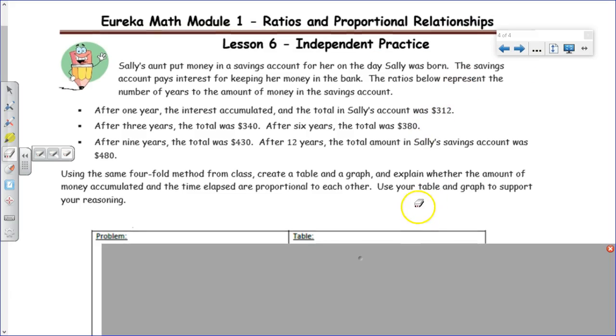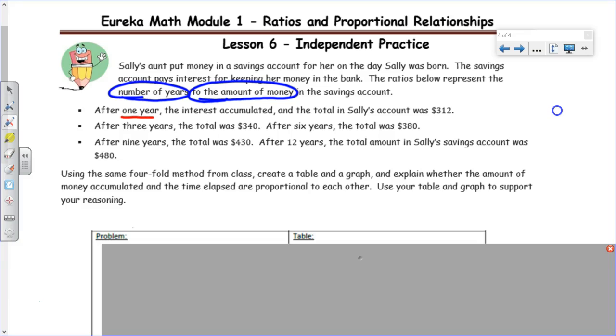All right, now we're heading back to page 22. Let's read this and mark the text. So we're going to pay attention to the years and the money as we talk about Sally's savings account. Sally's aunt put money in a savings account for her on the day Sally was born. The savings account pays interest for keeping her money in the bank. The ratios below represent the number of years to the amount of money in the savings account. So that's really important that we just kind of picked out what are the two things being compared.